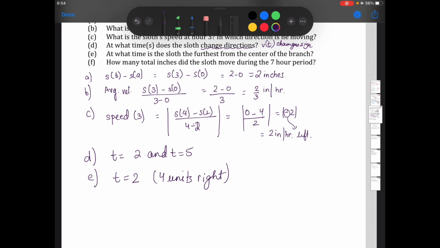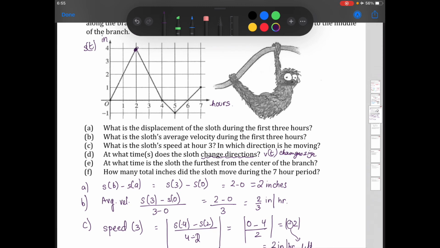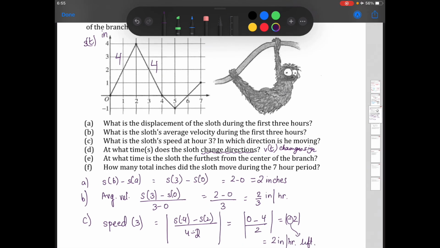So now part F. How many total inches did the sloth move during the 7-hour period? Distance is basically, we're going to go piece by piece and find out how much distance he traveled, with no negatives. We're not looking for displacement, we're looking for distance. From 0 to 2, he traveled a distance of 4 inches. Then from 2 to 4, he traveled a distance of another 4.